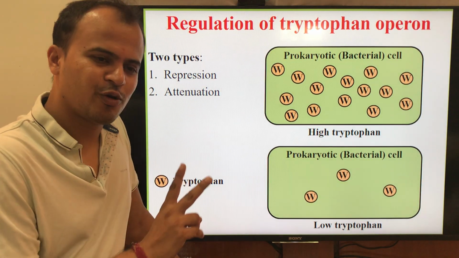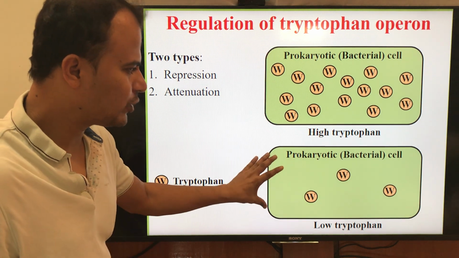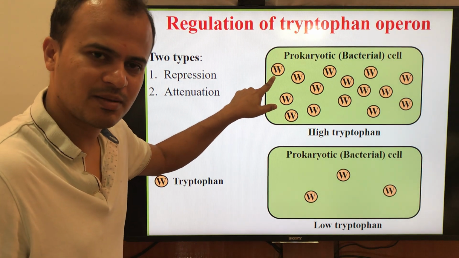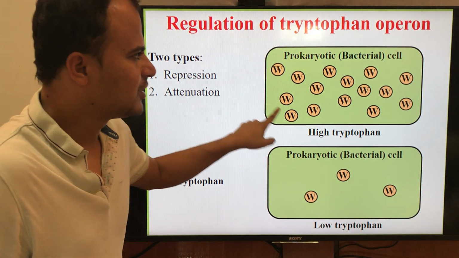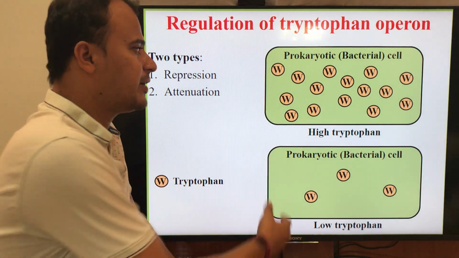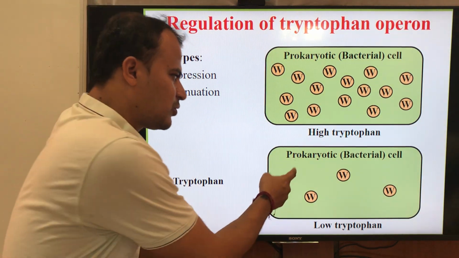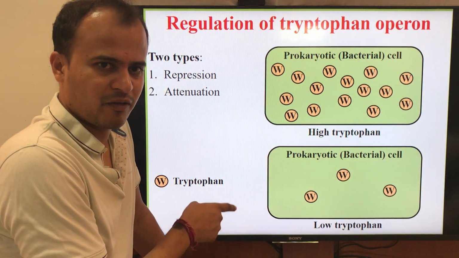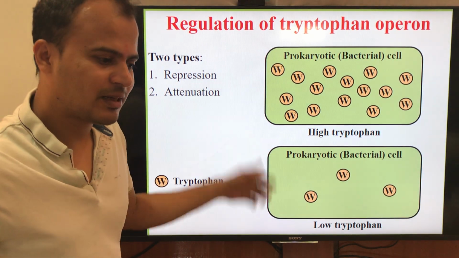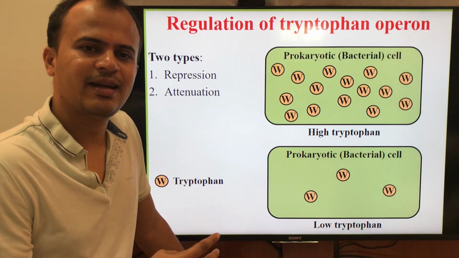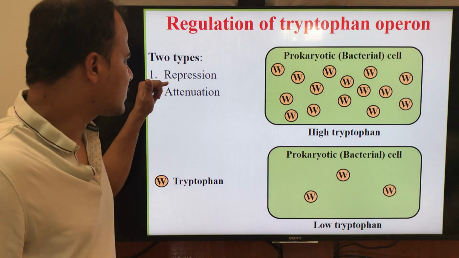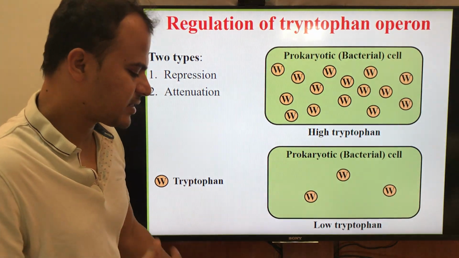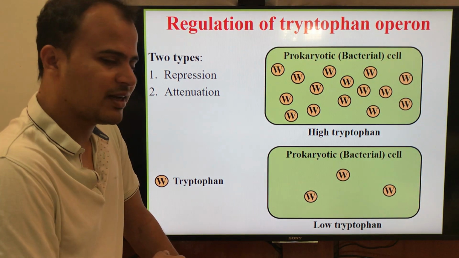So you should know a bacterium can have 2 types of conditions. Here W is the 1-letter symbol for the amino acid tryptophan. So this is a bacterial cell which has a lot of tryptophan in it. The condition below is a bacterium with a very low amount of tryptophan in it. Therefore, the tryptophan operon is regulated in two different ways. One is called repression, the other is called attenuation. We shall discuss these regulations in detail.